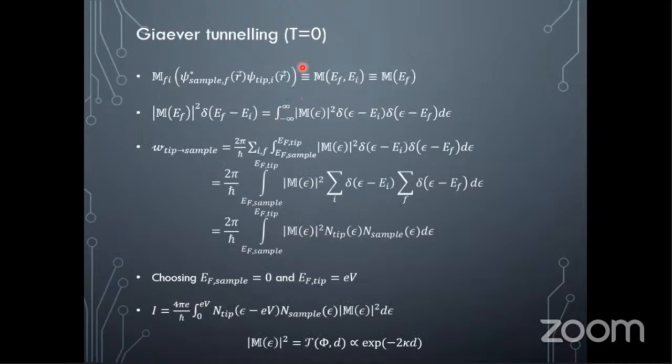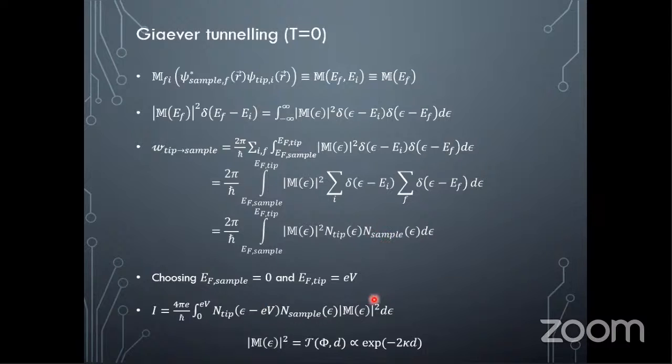Now, one can take the matrix element and write that in terms of just one Fermi energy, E_F, by taking the other Fermi energy as a reference point. And from that, one can calculate the transition rate to be equal to this summation here: the summation over the Fermi energy of the sample to the Fermi energy of the tip, then this matrix element squared, then the density of states of the tip times the density of states of the sample.